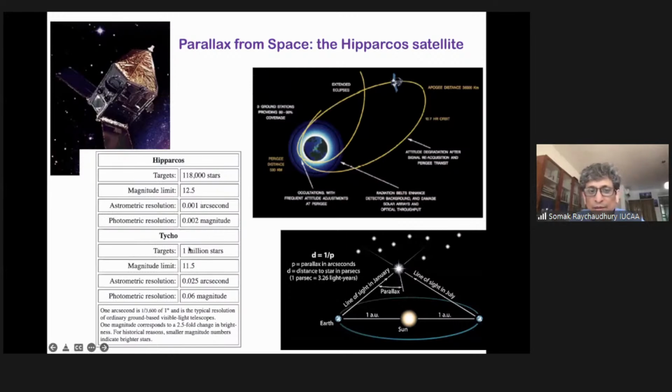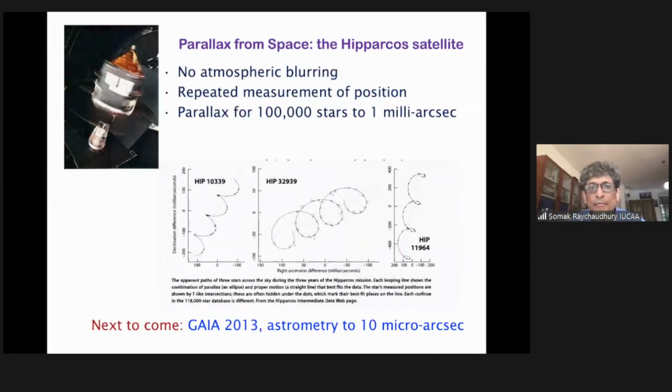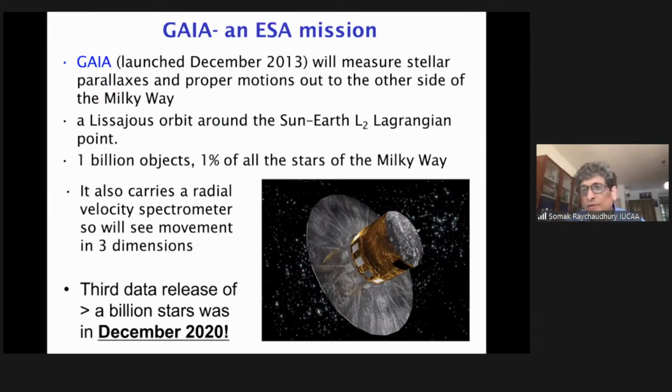It had another instrument, a slightly better kind of instrument, which targeted a lot more stars, but with slightly worse resolution. But Gaia has, of course, I told you it was actually 2019, 2020. By 2020, we had 1 billion stars being measured, and Gaia is going to lead this kind of activity later on.